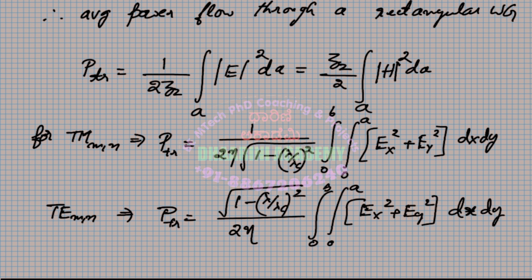You know the equation for Ex, you know the equation for Ey. Substitute and integrate from 0 to a for x dimension, 0 to b for y dimension, multiply by the 2 eta whole divided by 1 minus root of 1 minus lambda by lambda c square, to get the total amount of the power transmitted, which is in terms of the average power transmitted whenever a TM wave or TE wave propagates through the rectangular waveguide.